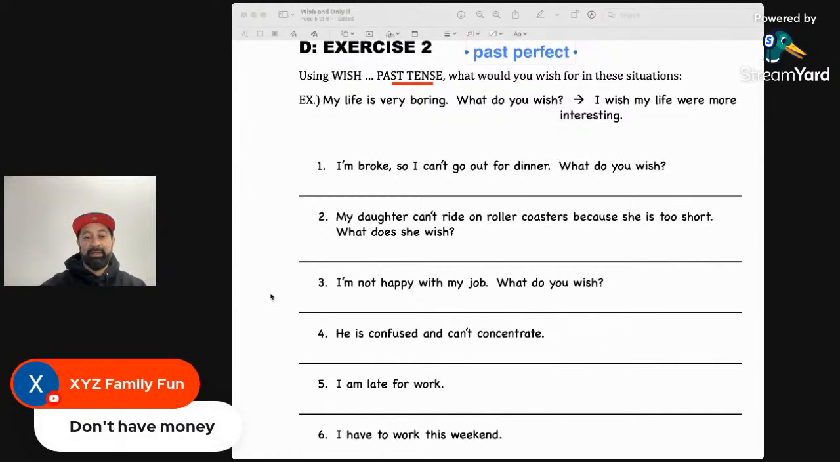So in this situation, maybe my example sentence would be, I wish I were rich. You know, it's very easy just to do the opposite. I wish I weren't broke. That's the easiest one, the opposite of right now. But of course, we want to try to improve our English, challenge ourselves. So, I wish I were rich.